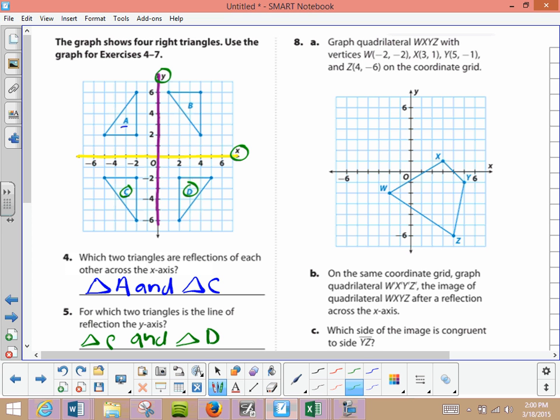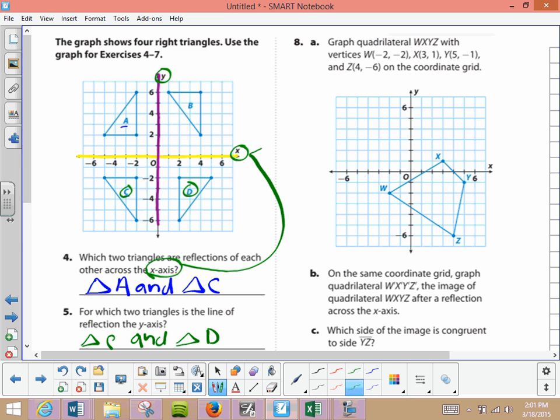For the fourth, let me read the question again. Which two triangles are a reflection of each other across? Meaning they have to be across the x-axis. X-axis, meaning this one right here. Which means they have to cross this entire yellow path. Well, which one of them are crossing?